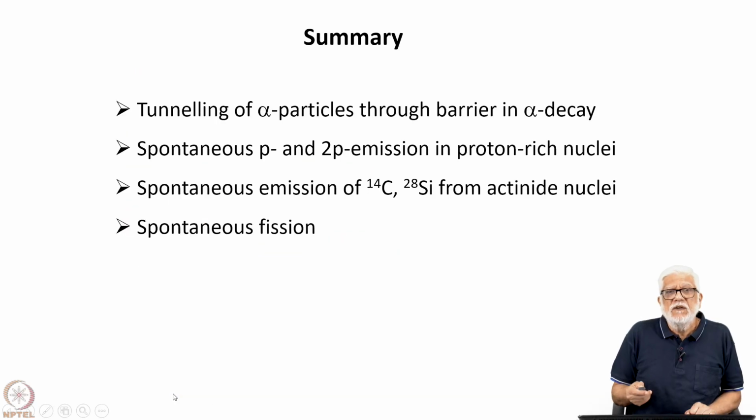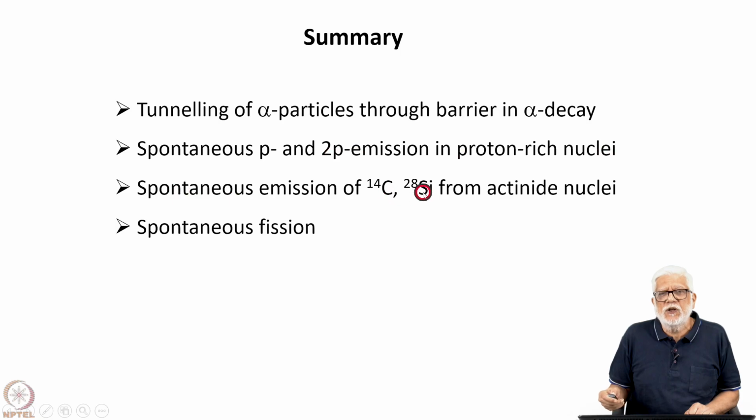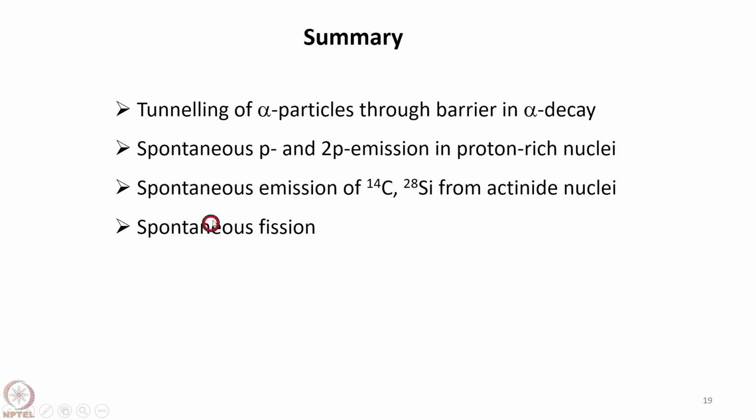Okay, so in summary, we have looked at the tunneling of alpha particles through the barrier in alpha decay, spontaneous proton and 2 proton emission in proton rich nuclei close to the proton drip line. We have seen the spontaneous emission of carbon 14. I didn't show a figure on silicon 28, but this is there in that review article on actinide nuclei. I have not said anything about neutron emission, we haven't yet seen it, but there is a possibility. In fact, some of the young people who might be listening to this might actually find someday evidence for spontaneous neutron emission. And then finally, we have talked about spontaneous fission. Thank you.